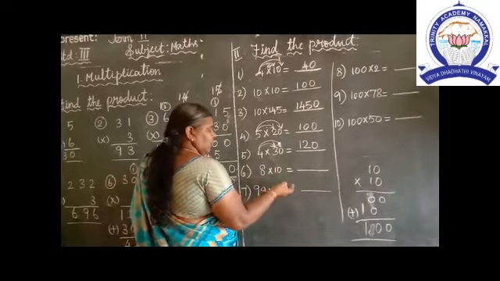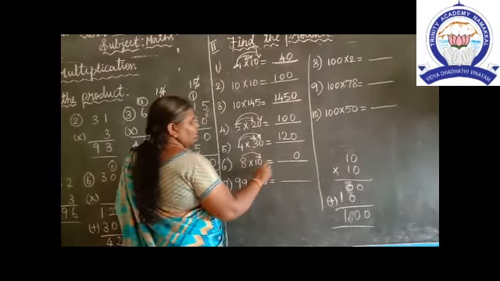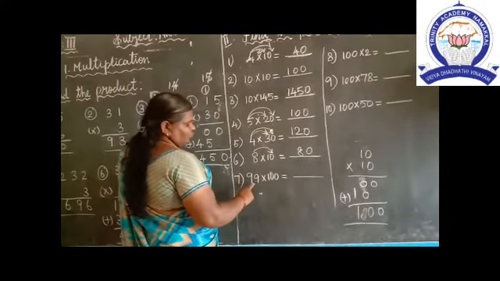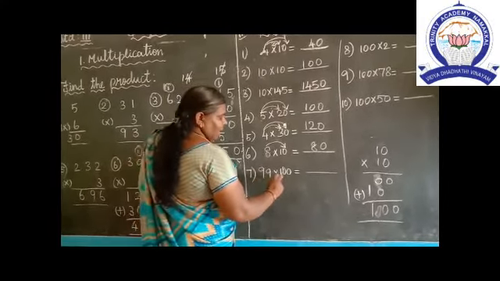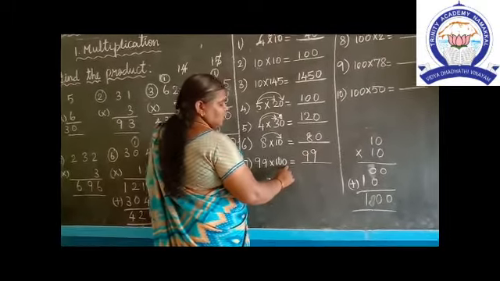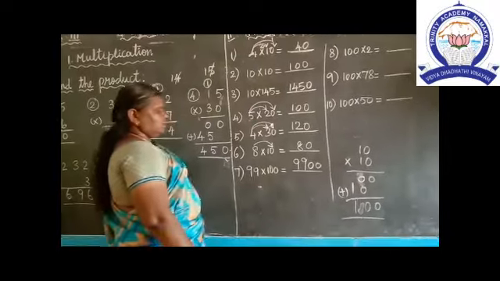8 tens are 80. 8 into 0, 0. 8 1s are 8. Next, 99 into 100. Alright, 99. 100 has 2 zeros, so you put 2 zeros.